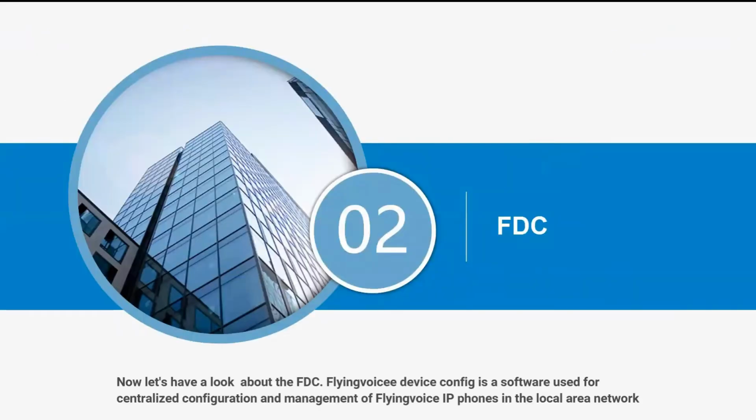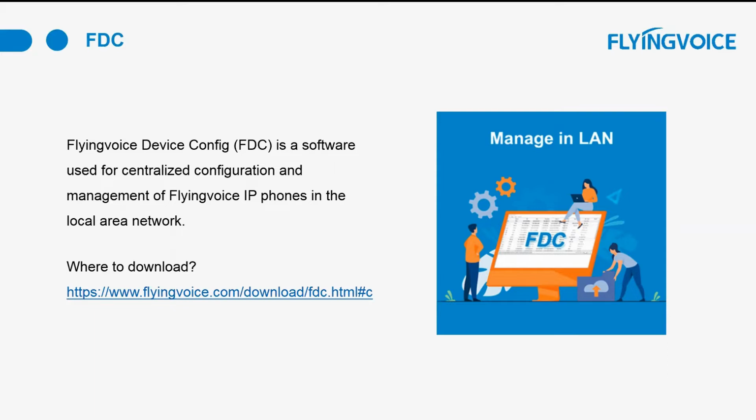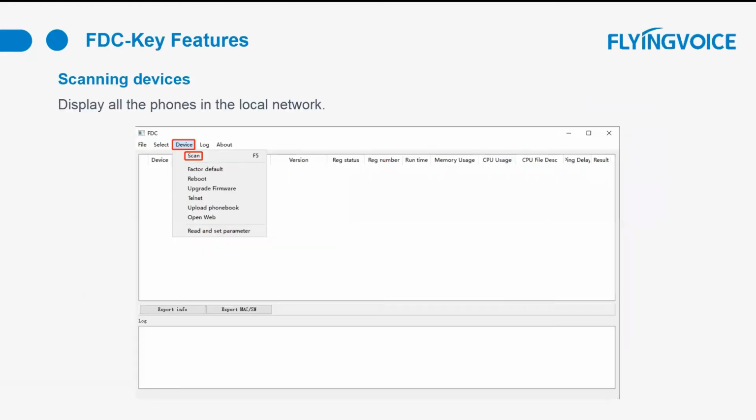Now let's take a note about the FDC. Flyingvoice Device Config is software used for centralized configuration and management of Flyingvoice IP phones in the local area network. To download it, you can follow this link, and you can simply use it. And now let's have a look at the FDC key features.